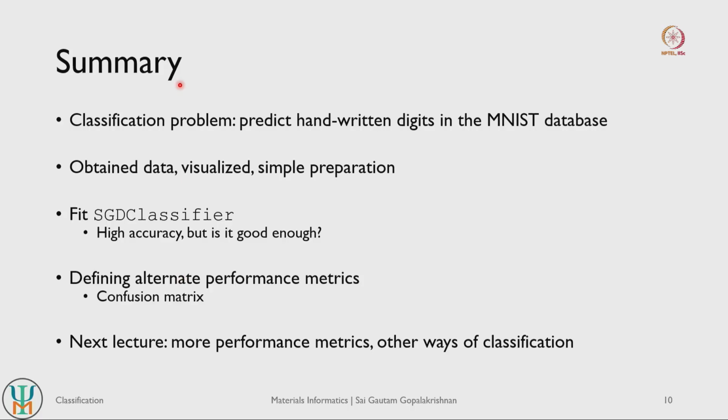and we will summarize before we stop this lecture. So we looked at a simple classification problem where we wanted to predict handwritten digits in the MNIST database. We obtained the data, visualized the data, and the preparation was fairly simple and straightforward. We did fit a simple classification model called stochastic gradient descent classification. The model by itself gave high accuracy, but we want to define other performance metrics to determine whether the model is actually good. And we started defining alternative performance metrics by defining the confusion matrix.